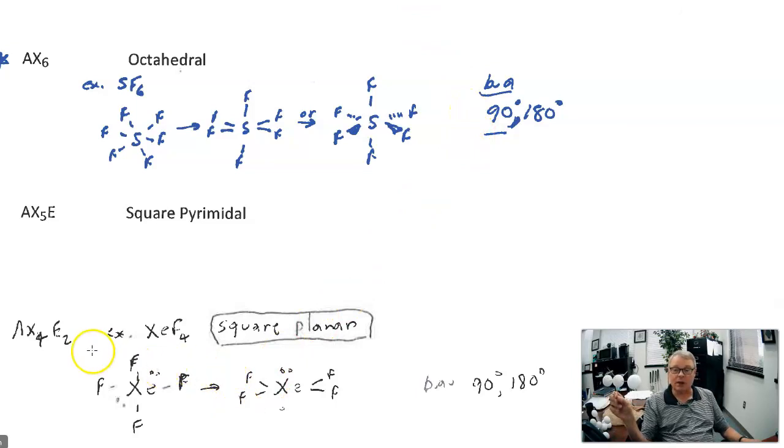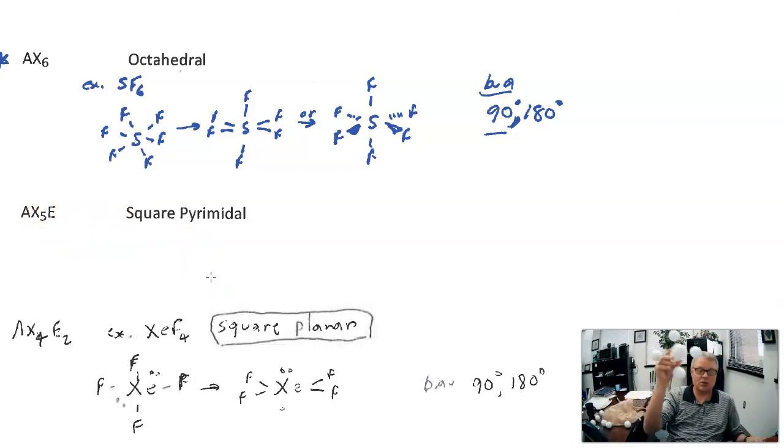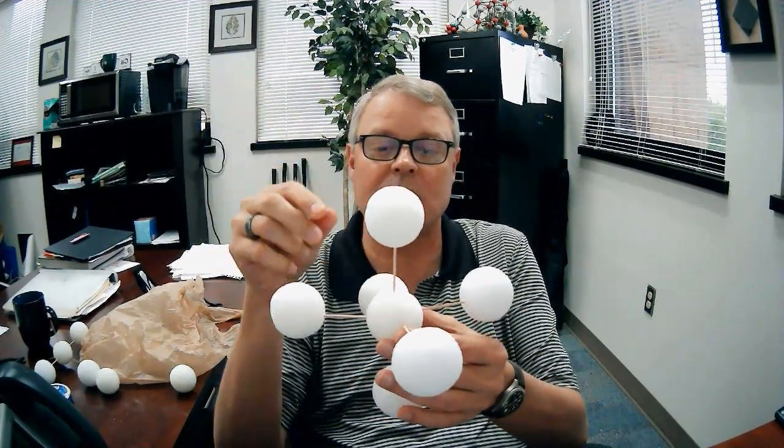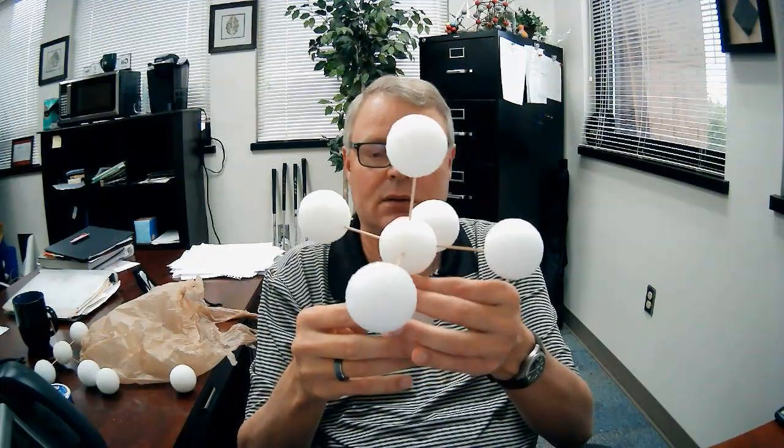Okay, so let's take a look. The AX5E is something called square pyramidal. And the way you derive this is you look at your octahedral shape. But with the octahedral ones, what you do is instead of taking off equatorials, you take off your axials. So this is your AX5E. And it looks like this.